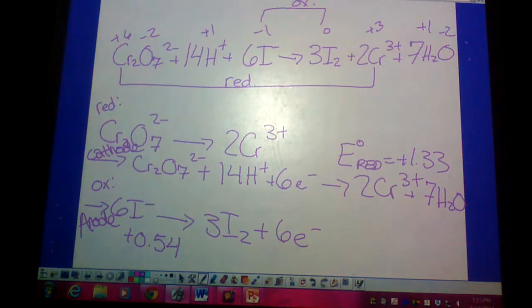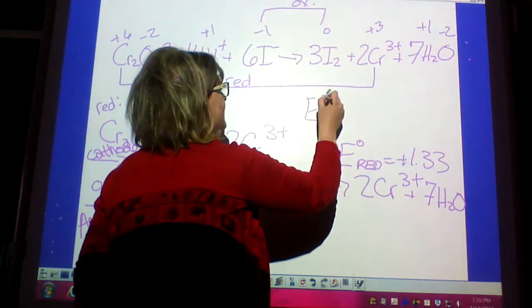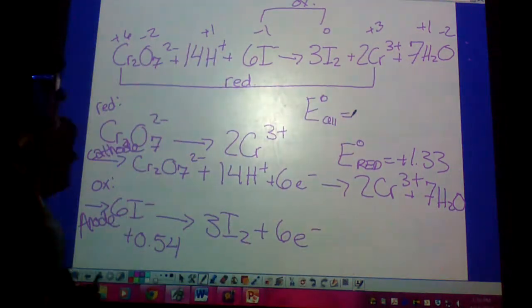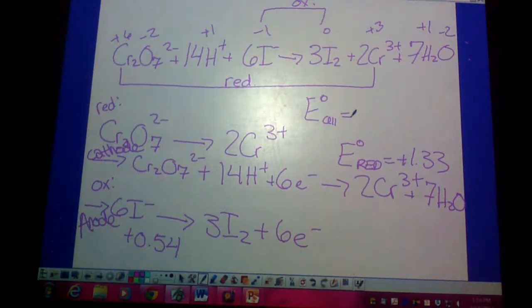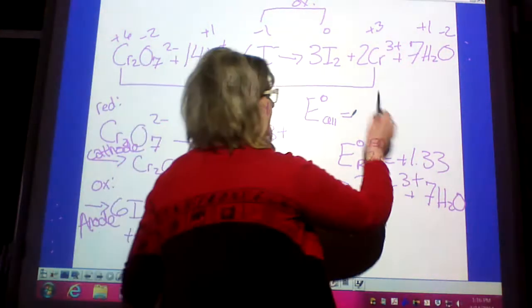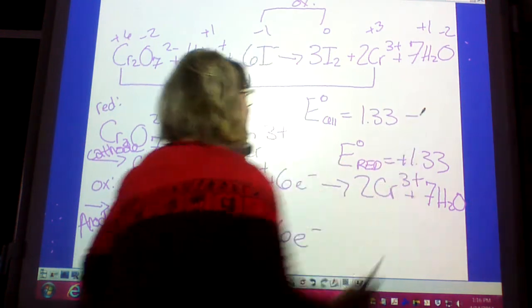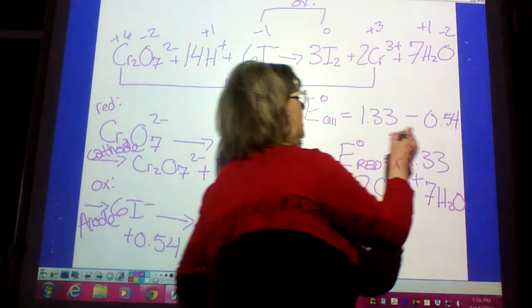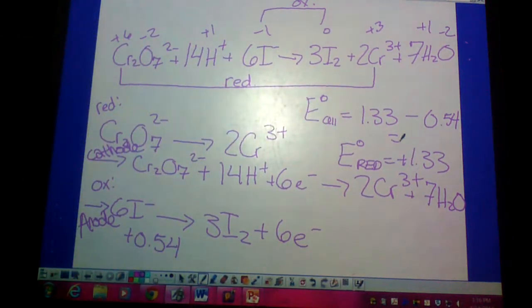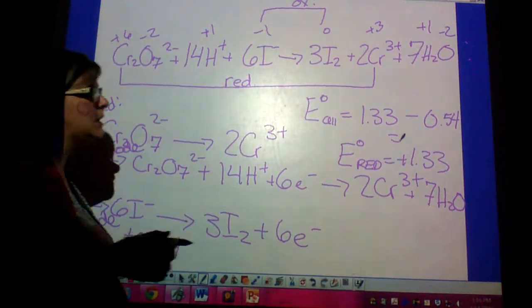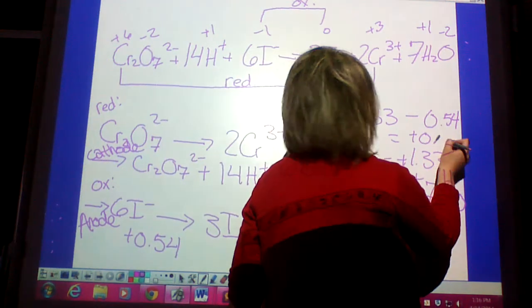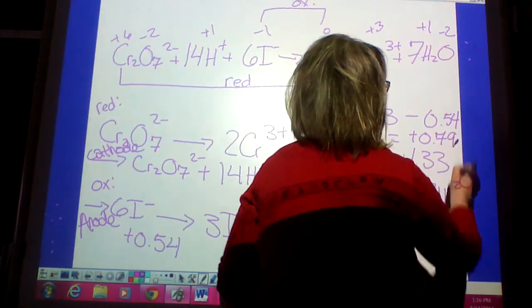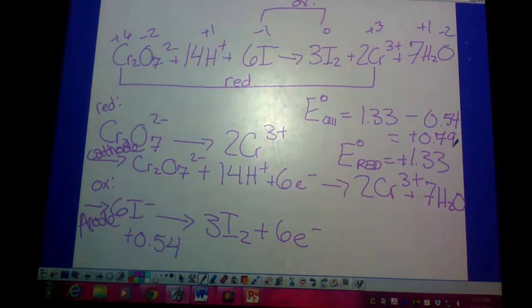So if I want to find my overall cell potential, I'm just going to take my cathode and subtract the anode from it. So I have a positive 1.33 minus positive 0.54. If I subtract those two, I'll get my cell potential to be a positive 0.79 volts. We should throw a unit on that, guys.